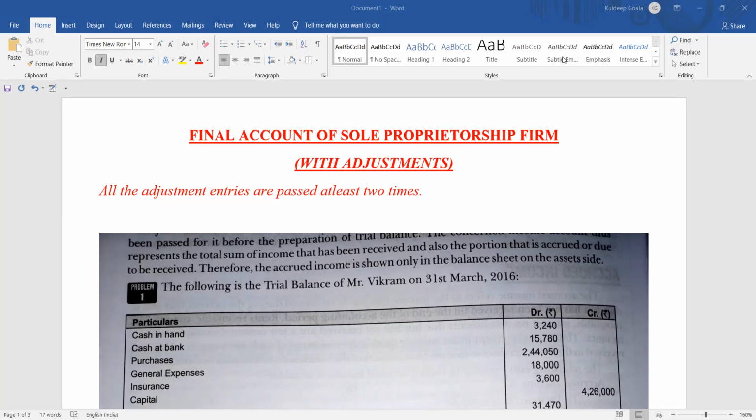So we all are aware that we are following the double entry principle. Every transaction will have two sides, debit and credit side. ठीक है ना, हर एक ट्रांजेक्शन का दो साइड होता है, डेबिट और क्रेडिट साइड.